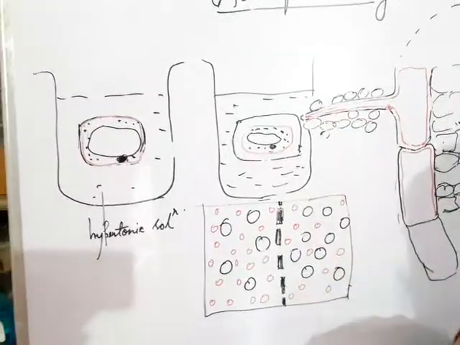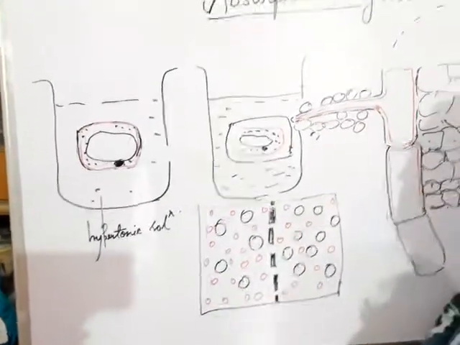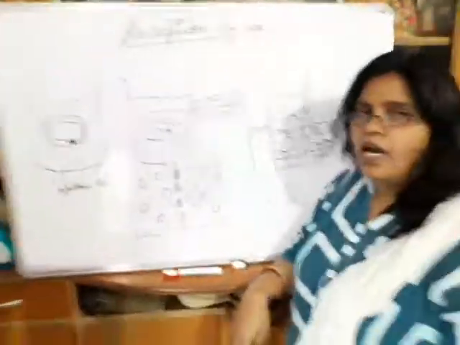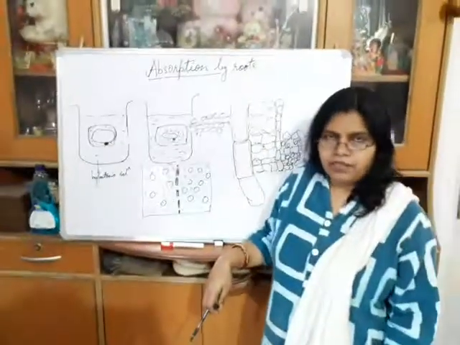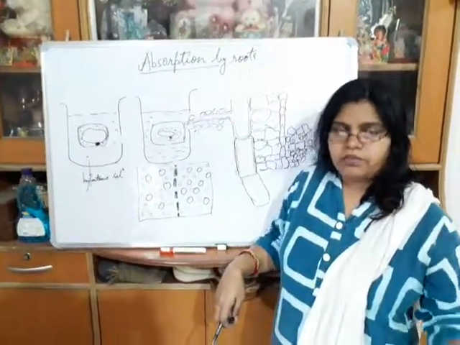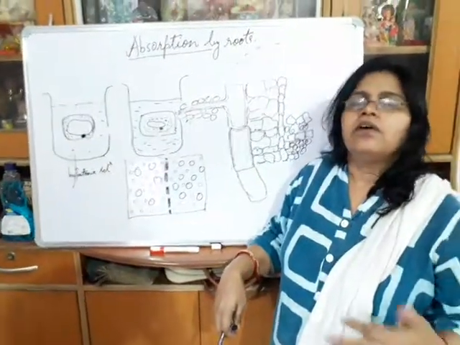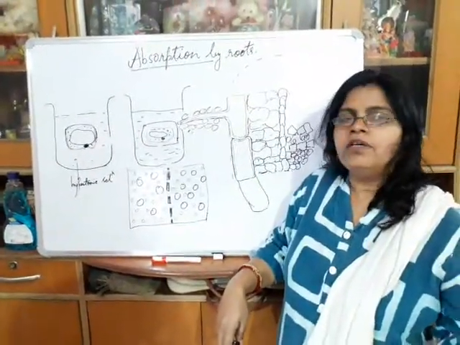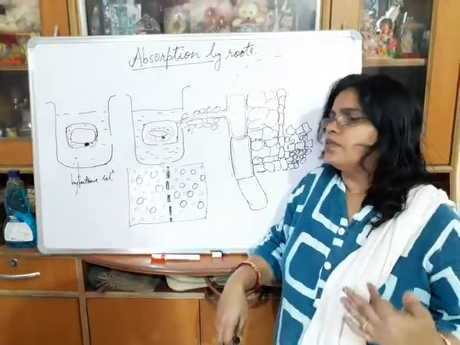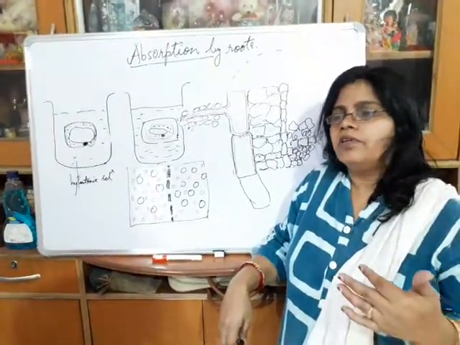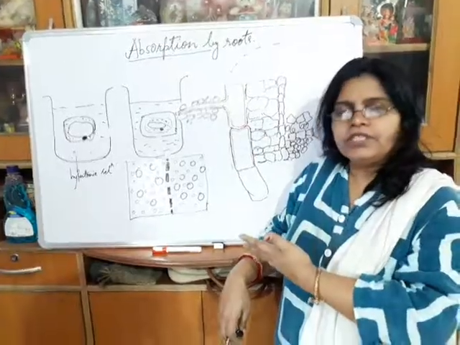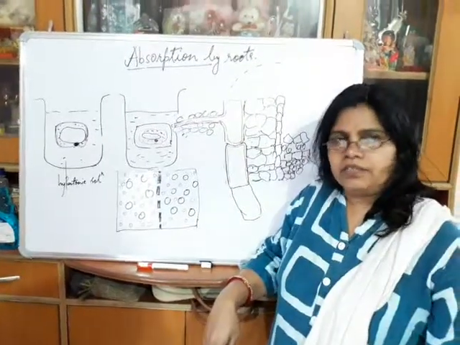On the basis of tonicity, there are three different types of solution: hypotonic, hypertonic and isotonic solution. So students, next class we will discuss all these three types of solution and how they are responsible for turgidity and flaccidity. Next day we will continue.